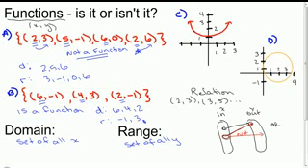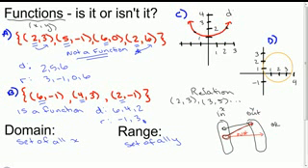When I'm looking at a graph, I can see kind of the same thing. For any point on this graph, I can see the x value, and I want to make sure that there's no x value that matches up with more than one y value. So anywhere along this x-axis, if I look up or down, I should see at most only one point that would match up with it. And that's the case here.